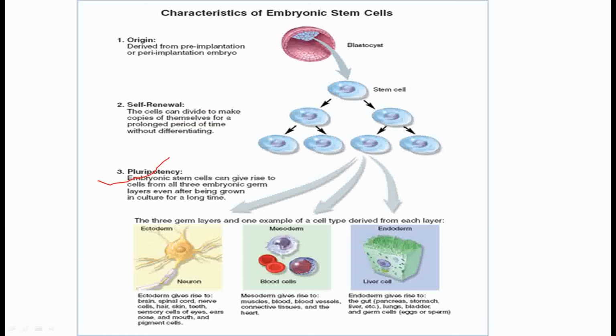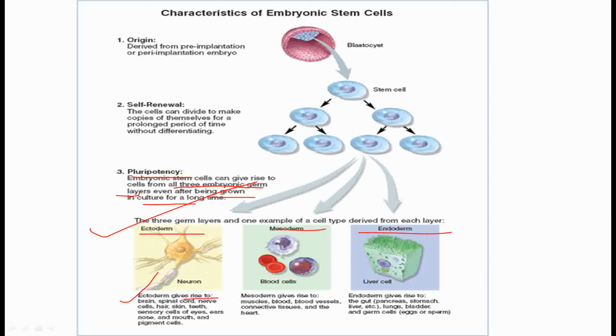Next characteristic is pluripotency, and we can say that this pluripotency is the most important or most crucial characteristic of embryonic stem cells. Embryonic stem cells can give rise to cells from all three embryonic germ layers, even after being grown in culture for a long time. You can see here an example: this is ectoderm, mesoderm and endoderm, all three germ layers.